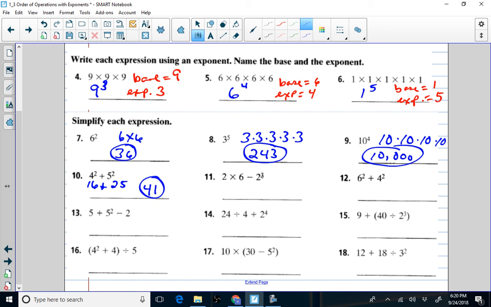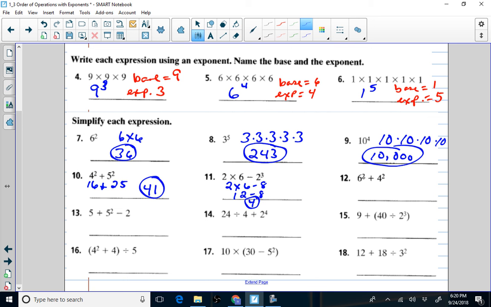Here, 2 to the 3rd power. That's 2 times 2 is 4, times 2 is 8. So my next line should look like this. 2 times 6 minus 8. I have to do my multiplication now before I can do the subtraction. 2 times 6 is 12. We have 12 minus 8. 12 minus 8 is going to be 4.